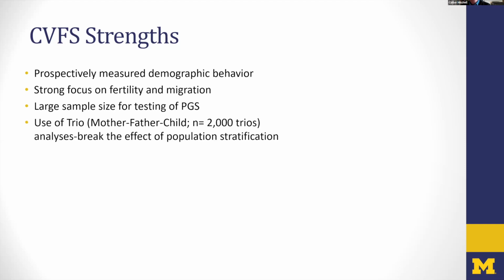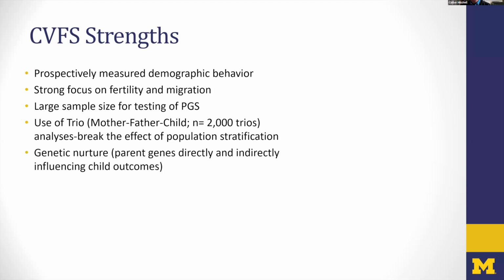The use for trios, mother, father, child combination. In this case, we think we have around 2,000 total trios. It does help with breaking some of what I would call population stratification, that's related to that ancestry differences. So that can help. There are some ways that you use trios particularly uniquely. There's also this thing called genetic nurturance, which I'll spend a little bit more time talking about.